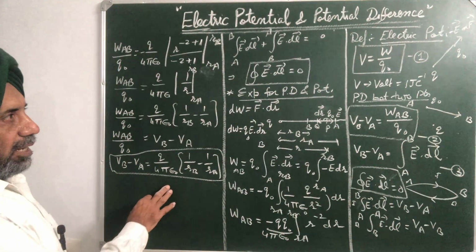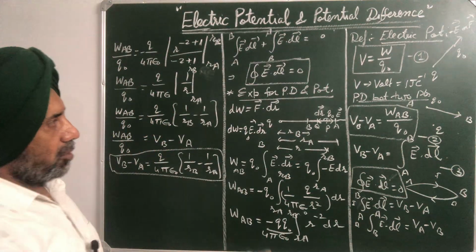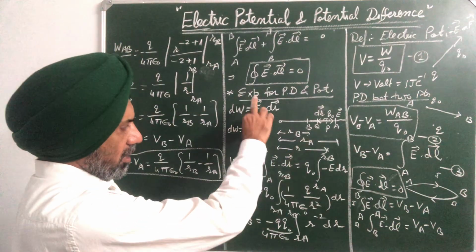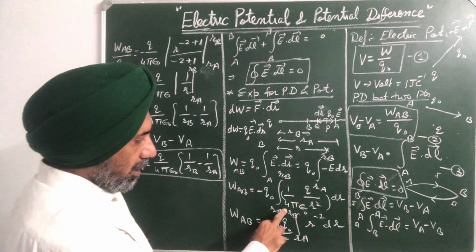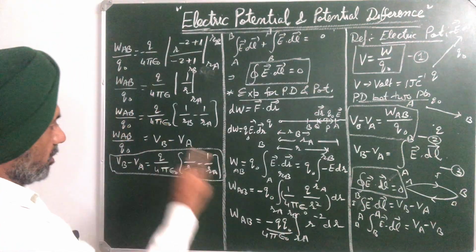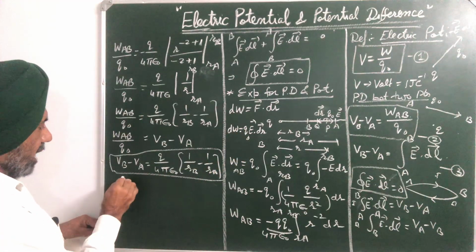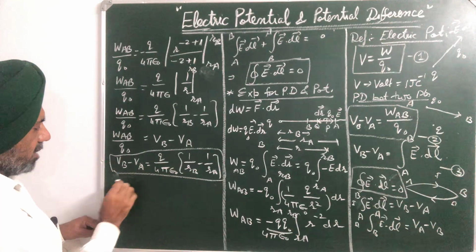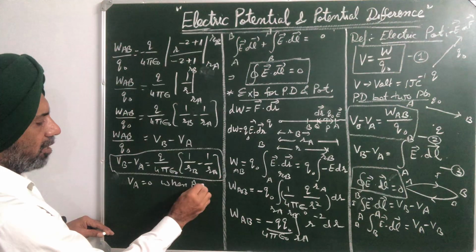Now, similarly, if you have to derive the expression for potential at a point, you can start from this. You can take point A at infinity. No change, everything same, you have to take infinity to point P. So limits will be from infinity to R. You can derive the same expression, or as a special case, when A lies at infinity, VA will be 0.